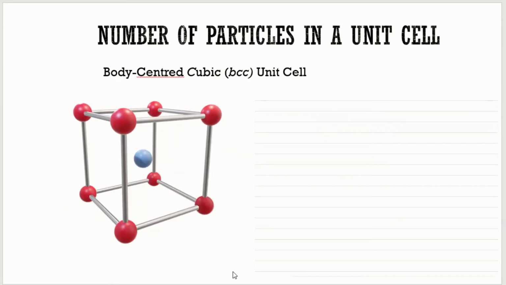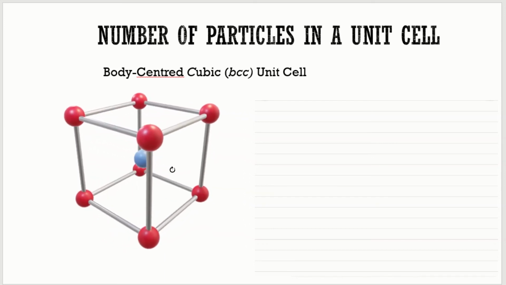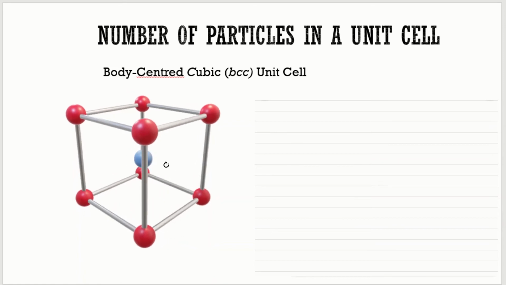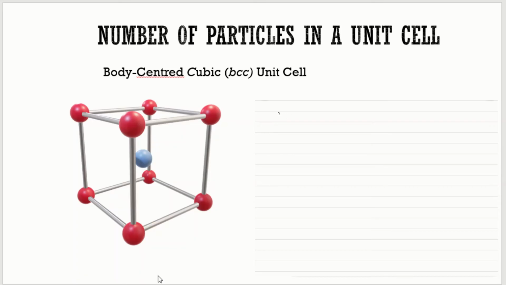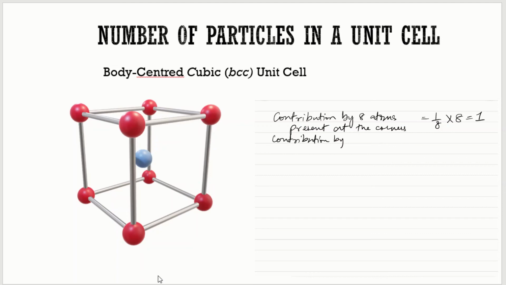equal to 1. When we talk about a body-centered unit cell, this lattice has 8 atoms on the corners and 1 atom within the body. Let us calculate the number of atoms per unit cell. So in this case, the contribution by 8 atoms present at the corners is equal to 1 by 8 into 8, which is equal to 1. And there is one atom present within the body. So therefore, this is equal to 1. And thus, the number of atoms present in the unit cell would be equal to 2.